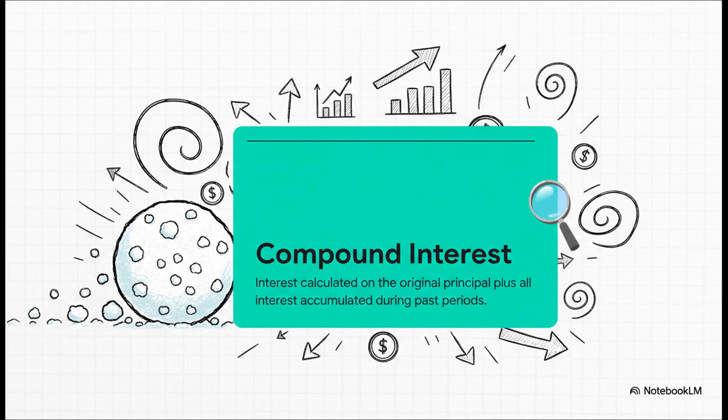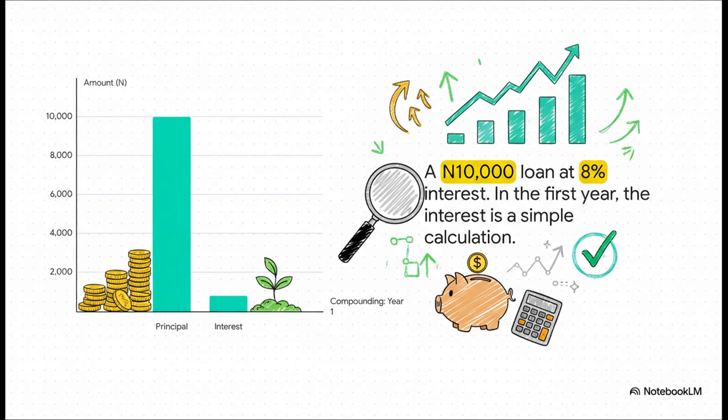Compound interest. Here, the interest isn't just calculated on the principal. It's calculated on the principal plus all the interest you've already piled up. Your interest literally starts earning its own interest. So now, the snowball isn't just getting bigger, the amount of new snow it picks up gets larger with every single turn. Let's make this real.